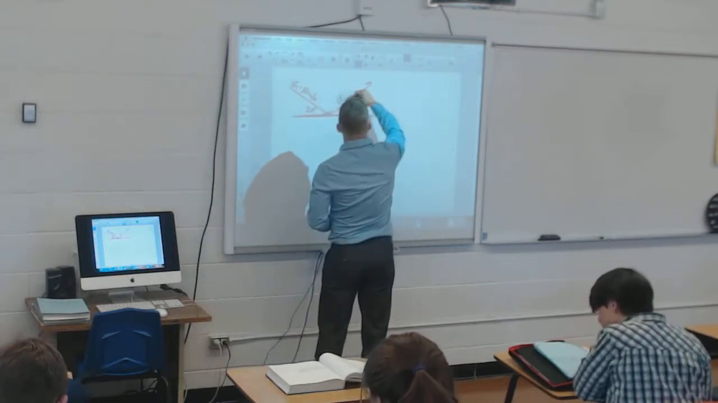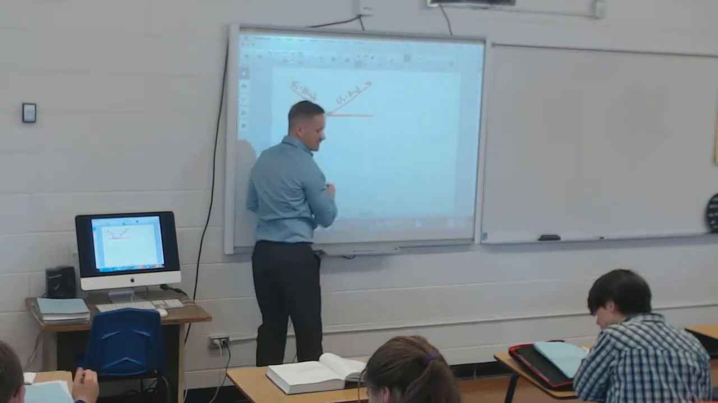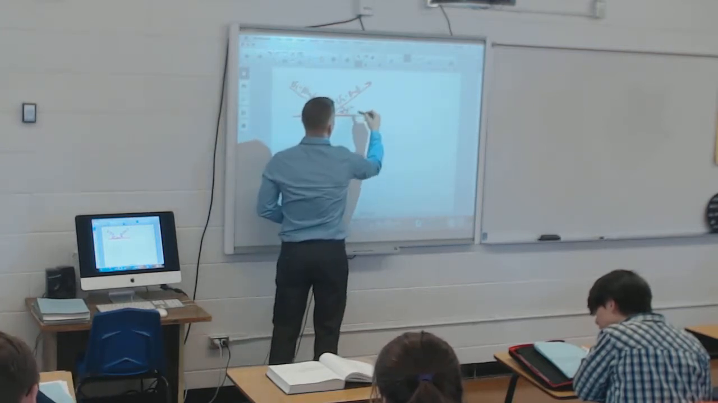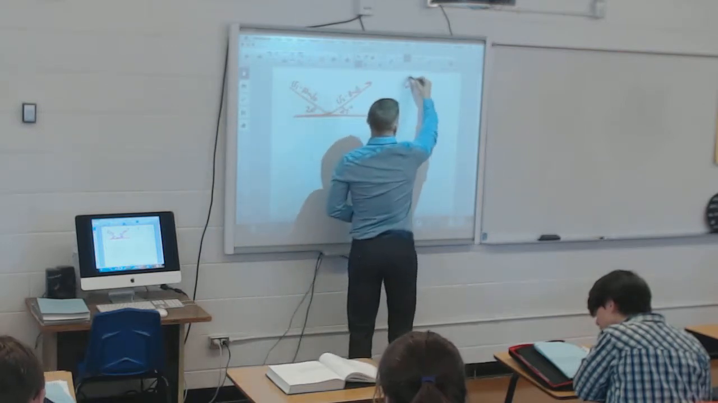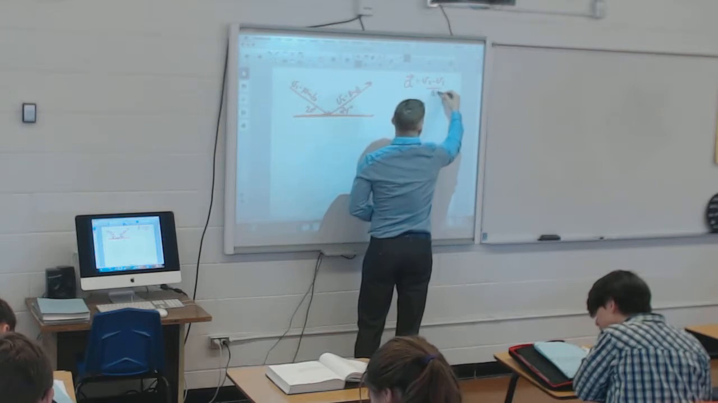So my V2 is this direction at 8 meters per second. And what's that angle? 24 degrees. Okay, so I'm again looking for acceleration, so V2 minus V1 over T.